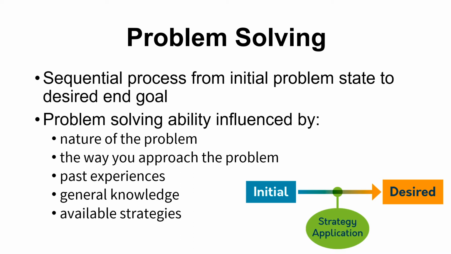We can also have an influence based on our past experiences. Have we solved a problem like this before, or is this something completely new to us? If we have general knowledge that's relevant to solving this problem, that can help us solve it more quickly and more easily. And then we also want to keep in mind the strategies that we have available to us. What are some of the ways that we might go about solving this problem? What are some of the strategies that we can use to help us do a good job of it? And so we're going to break down some of these aspects that influence our ability to solve problems.